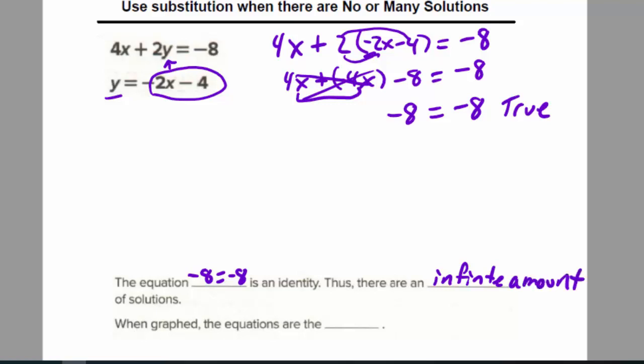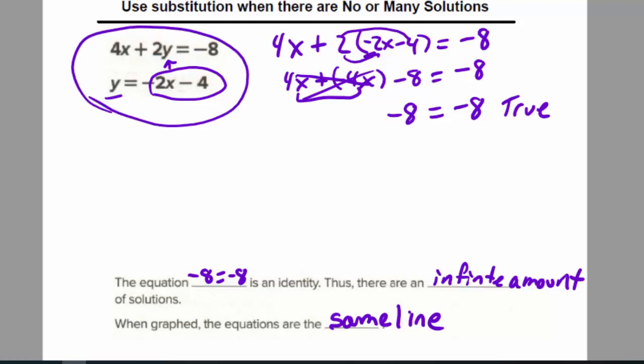When graphed, the equations are the same line. So if I were to graph these two up here, I would only see one line.